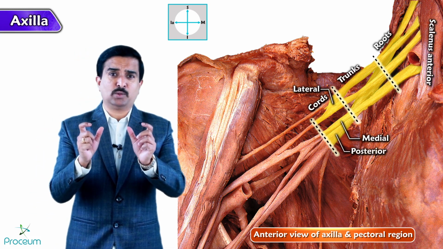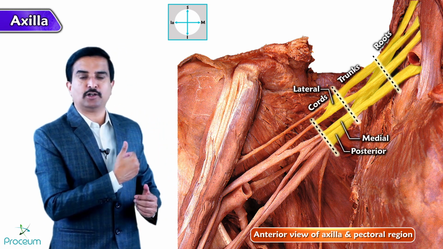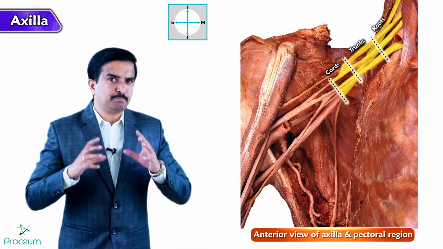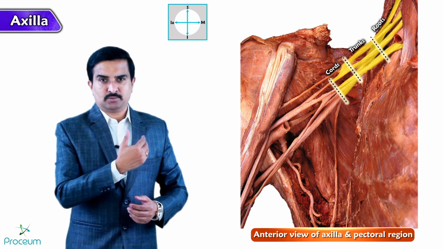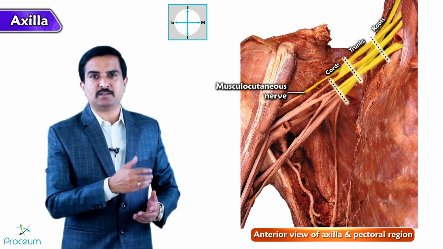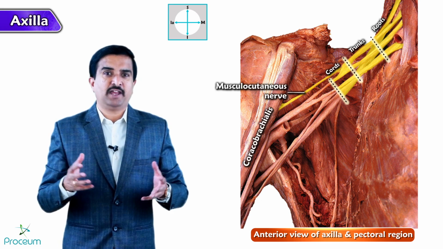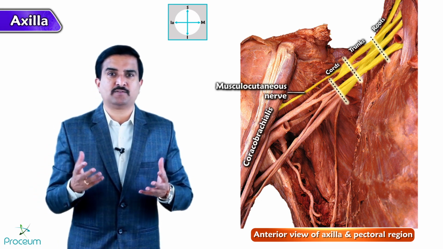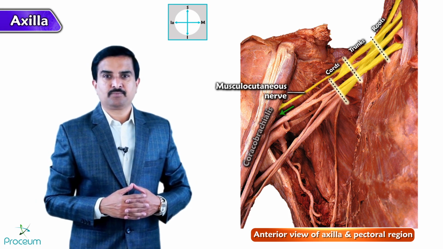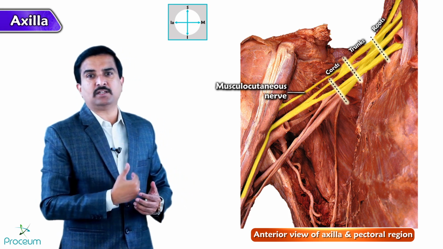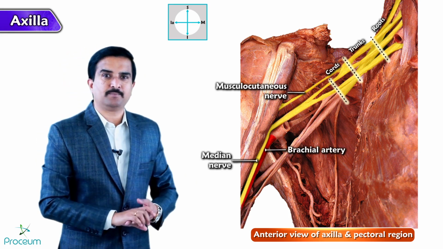So the thicker one is the posterior chord, which is overlapped by the medial chord. And some prominent branches of these chords are also observed. So let's begin with the musculocutaneous nerve, which can be identified as it pierces the coracobrachialis muscle, because we have studied this in the course of the musculocutaneous nerve. It pierces the coracobrachialis muscle. And the nerve along with the brachial artery, what we can see over here is the median nerve.